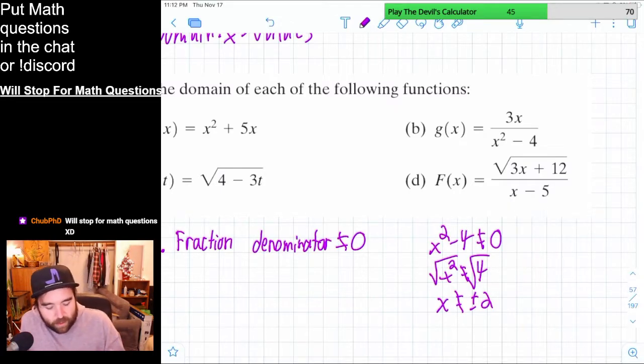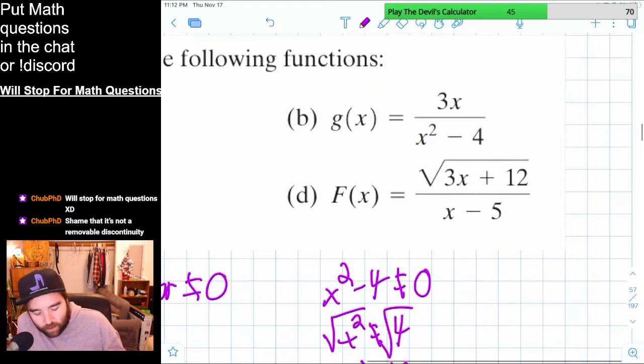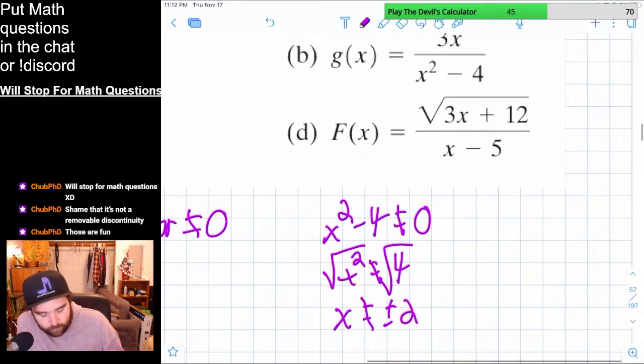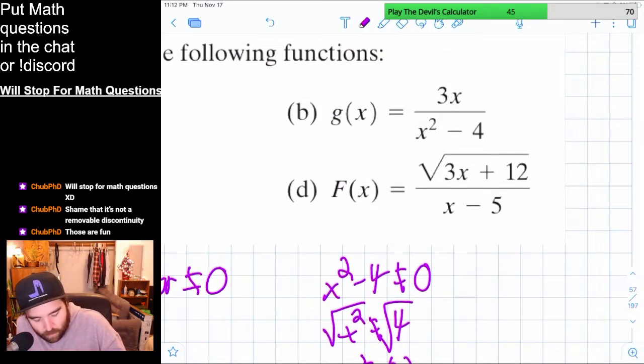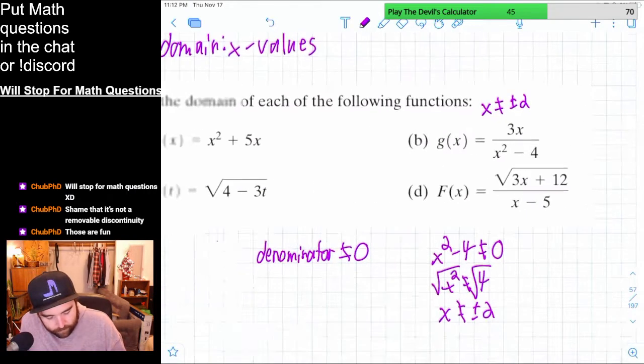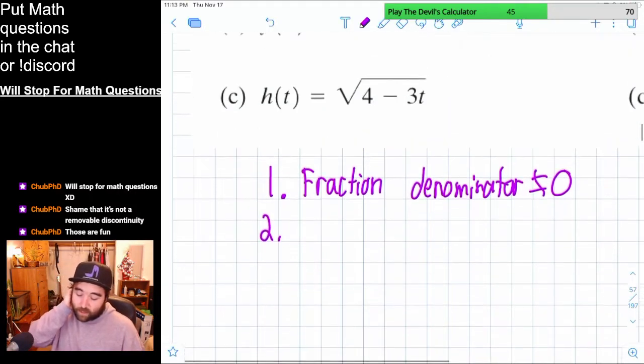So what is our domain here? This is the basics of it, is that it can be anything except for 2 and negative 2. So we'll talk about how to write those better in a second. But let's go on to our second rule. What else could cause us problems?